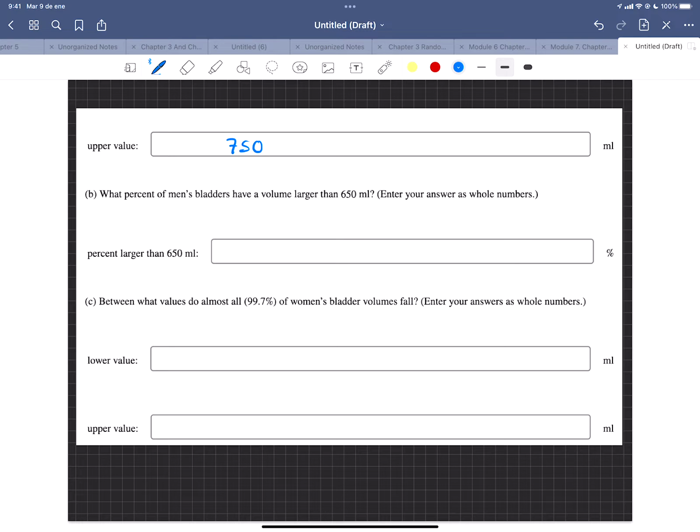Now, what percent of men's bladders have a volume larger than 650? All right, in this case, by now we cannot use the empirical rule, but we can use Minitab to compute probabilities about this. How to use Minitab? I'm going to explain how to do it.